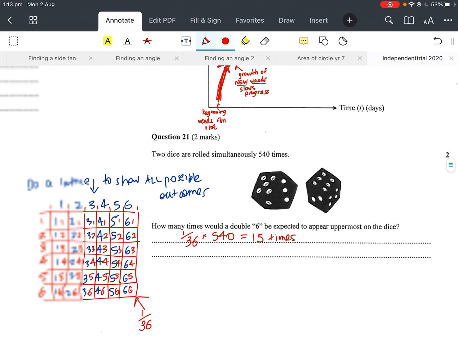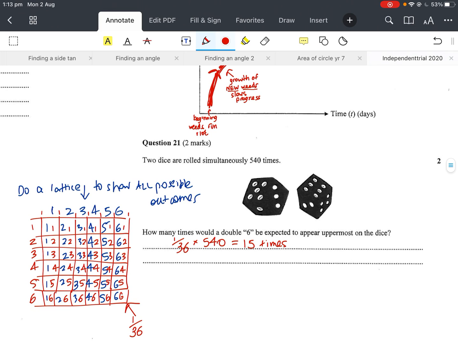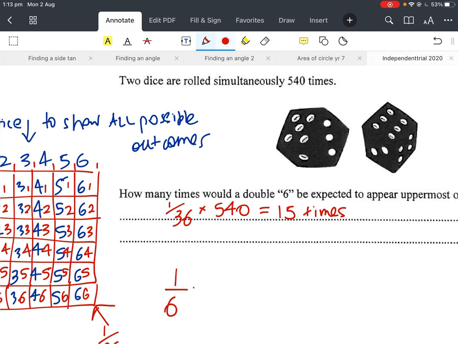Okay, and this one, number 21, last but not least for now, 2 dice are rolled simultaneously 540 times. You need to know what is the probability of getting a double 6. So just in case you couldn't remember, you either use this lovely lattice diagram, so there's only one double 6 out of a possible 36, or you could have done 1/6 times 1/6 if you prefer to use the multiplication method. 1 times 1, top times the top is 1. Bottom times the bottom is 36, so that's the other way you could have gotten 1 over 36. Multiply that by the 540 and you get 15 times.